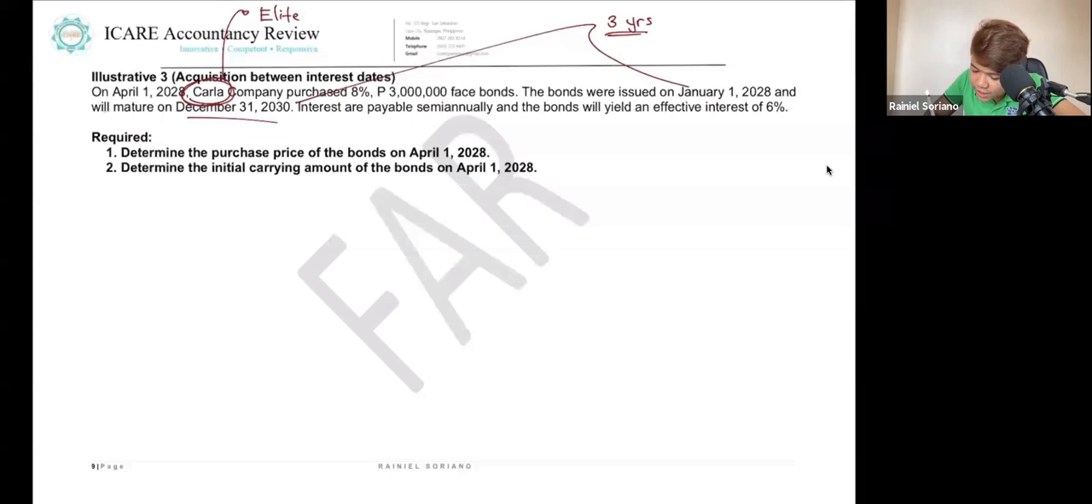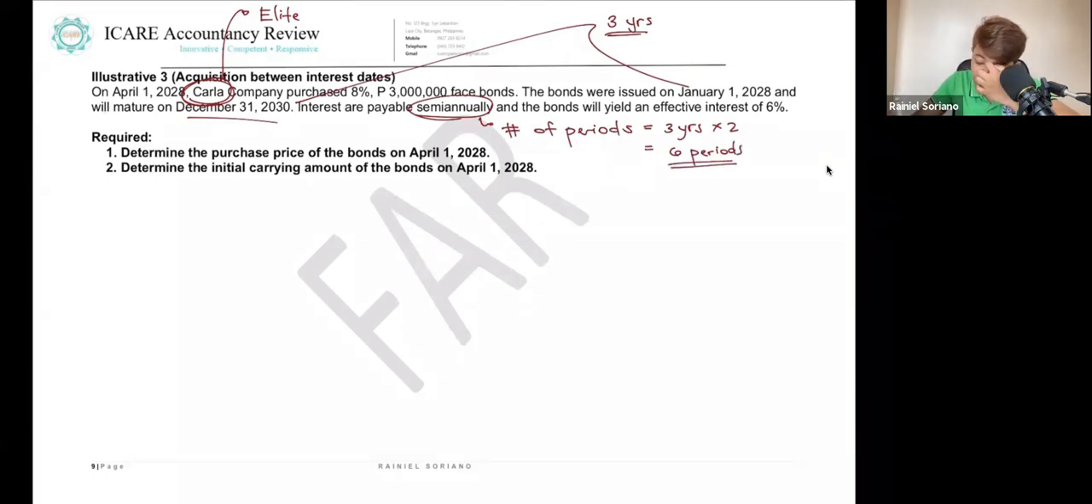Ano pa? Interests are payable semi-annually. So ang ibig sabihin, ilang number of periods natin? Number of periods, if semi-annually tayo, always remember, will be equal to 3 years times 2, since dalawa kada isang taon kasi semi-annually. Or, this will become equal to 6. So, meron tayong 6 periods in total. Okay? And then the bonds will yield an effective interest rate of 6%.